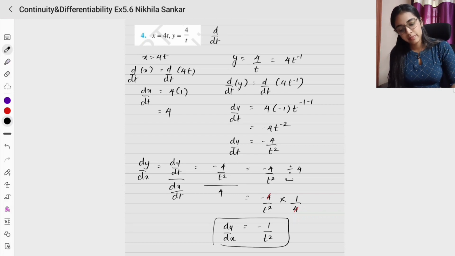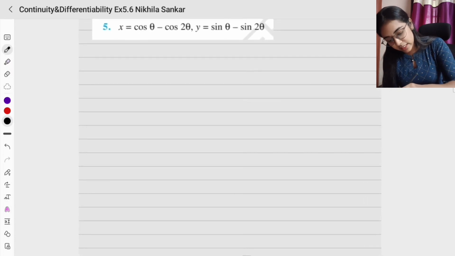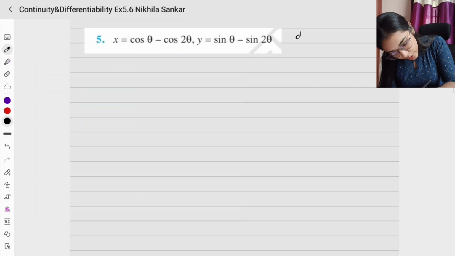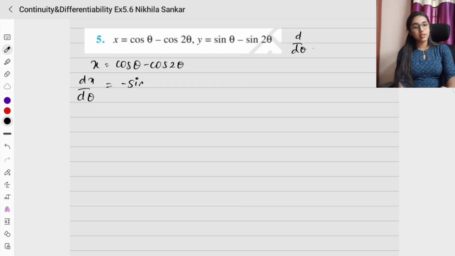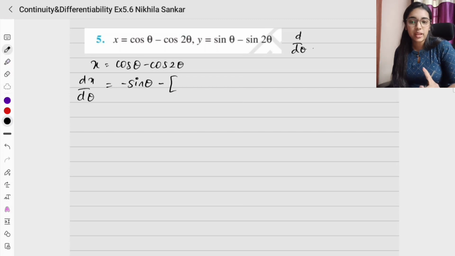Question number 5. Parameter here is theta again. Correct? So d by d theta. So x is equal to cos theta minus cos 2 theta. So dx by d theta is going to be, cos theta's derivative is going to be minus sin theta, minus, put a bracket. Whenever you have a minus, open the bracket. Otherwise you will not put the minus sign properly.